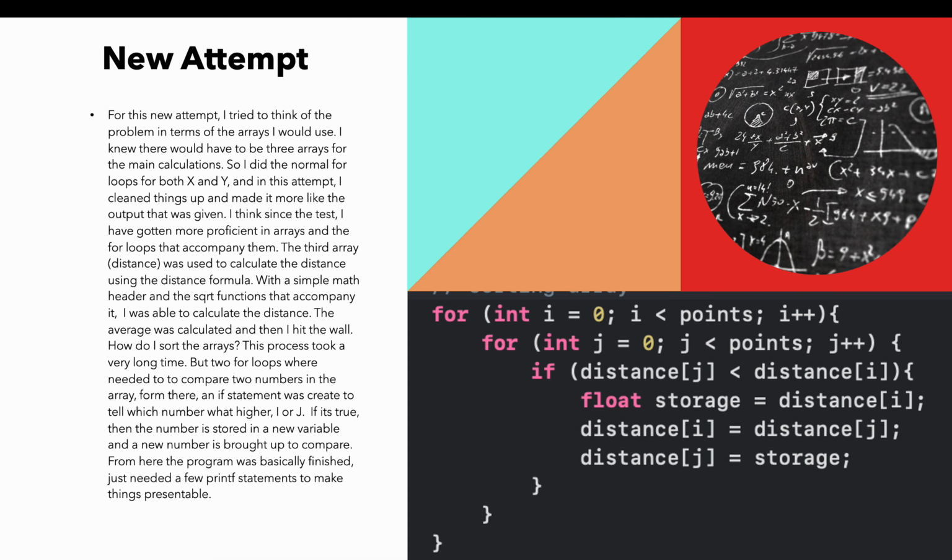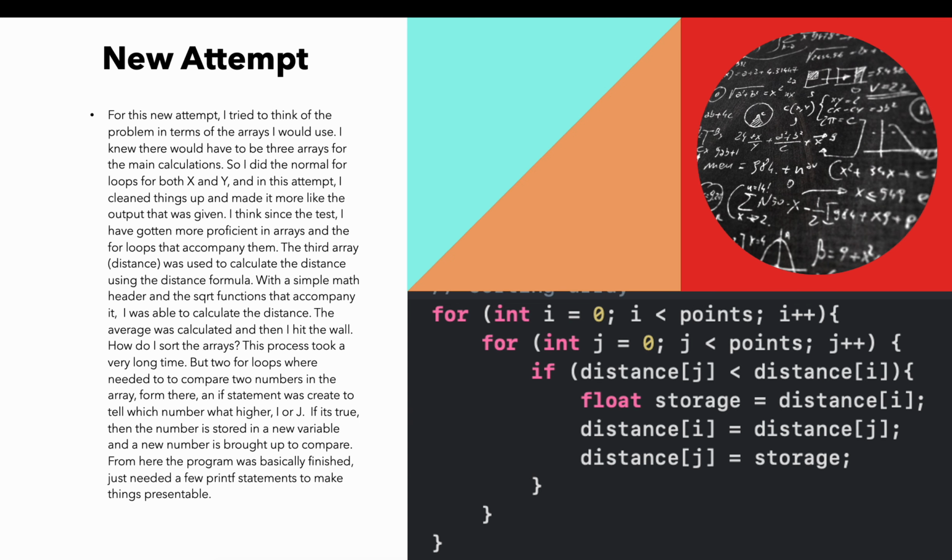Then from that, I had to calculate the average using that distance array. That was another for loop. I used a for loop to find the sum of it all, and then I had to divide that by the number of points that the user specified in the beginning. As you can see on the graph over here, it shows i is less than points. So points was another user input, and that was used to calculate the average.